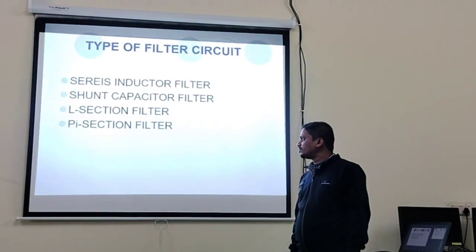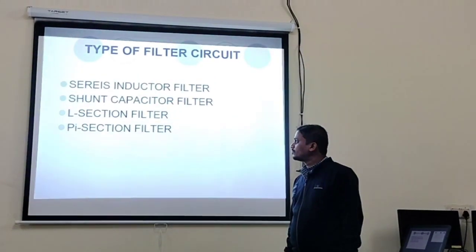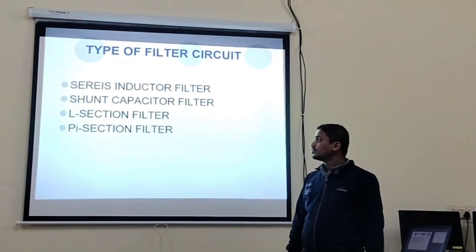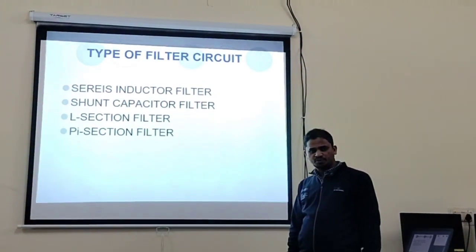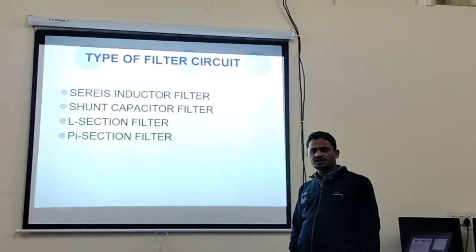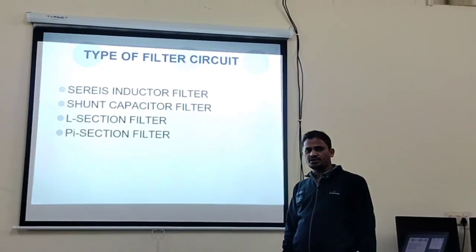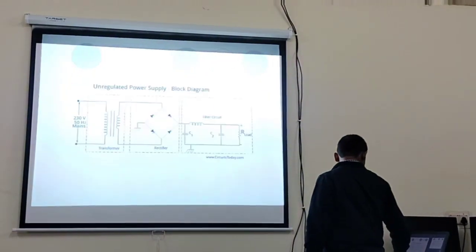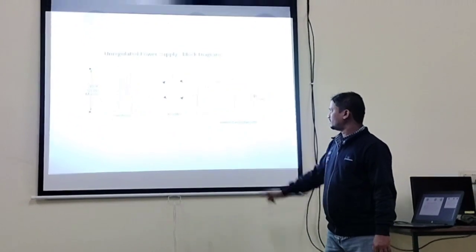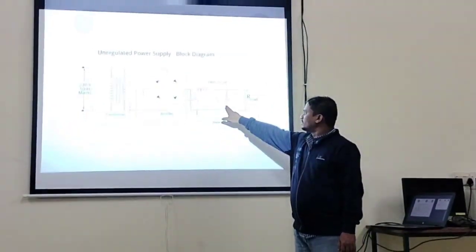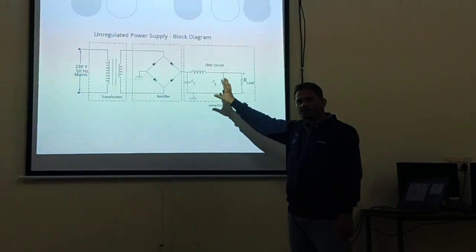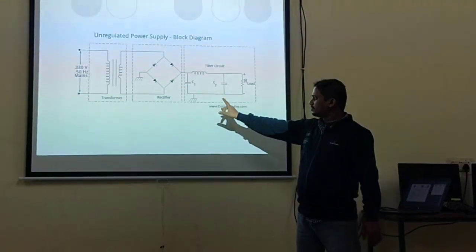So of the filters used nowadays, the pi section filter is the most appropriate. Most electronic circuits use a pi section DC filter. Next, this is the total circuit. This figure is the latest figure of the regulated supply.